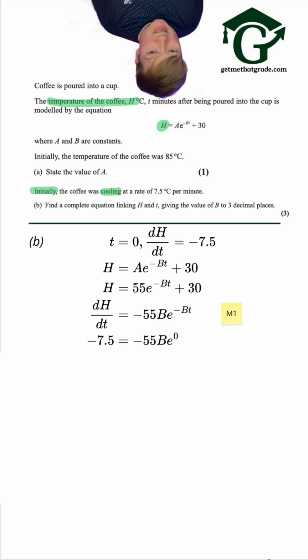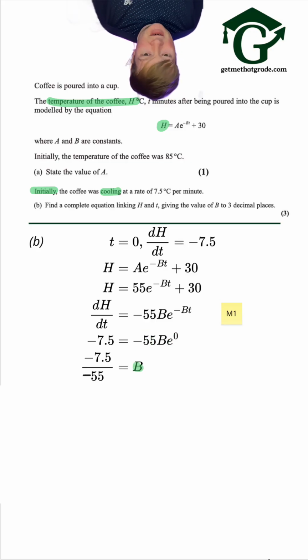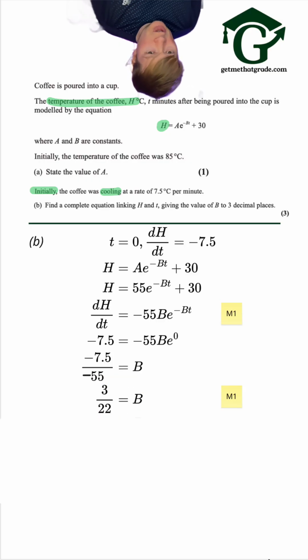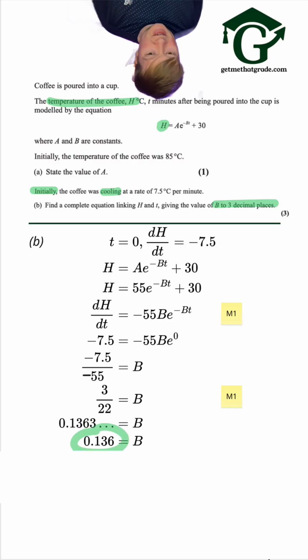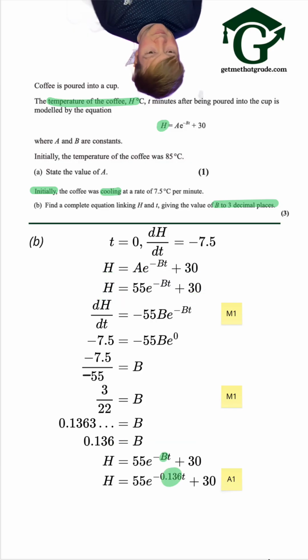We can divide both sides by negative 55 to end up with B equals. So B as a fraction is 3 over 22, but remember it wanted B correct to 3 decimal places. So we need to round this to 0.136. Then we can return to what we had here and just replace the B in the equation here. And there we have it. There's our final answer mark. Make sure you write down that complete equation because that's what the question said. You shouldn't just be leaving it as B equals this. We need to write this too.